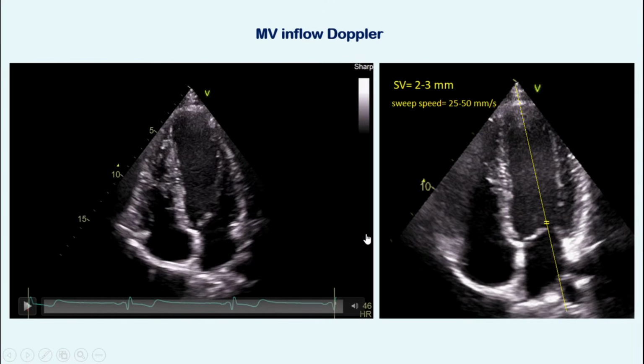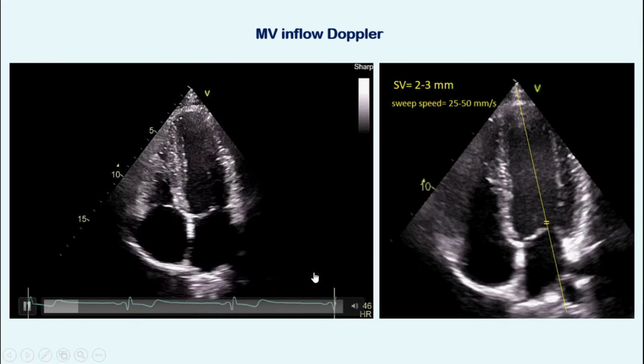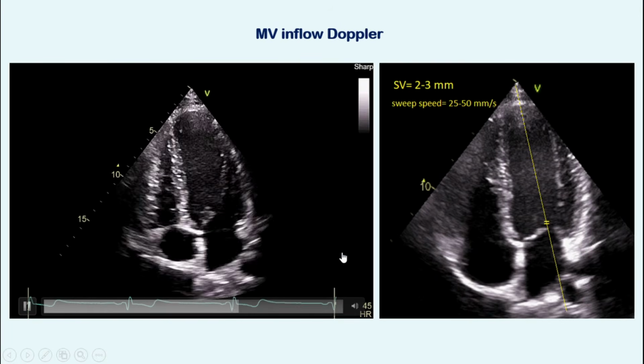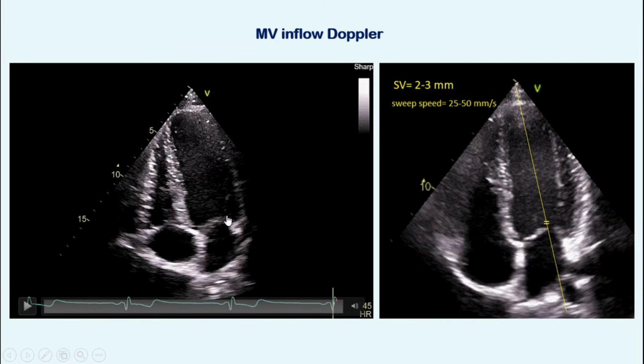In mitral valve inflow Doppler, after we get a nice and correct apical four-chamber view and determine where the tips of the mitral valve leaflets are, we put the sample volume between those tips and hit the pulse wave Doppler button. Sample volume size is better to be around 2 to 3 millimeters and sweep speed between 25 to 50 millimeters per second.